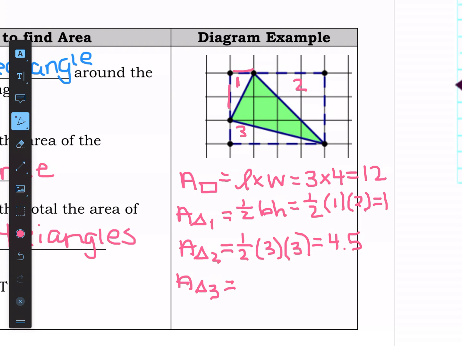And for triangle 3, our base and height are 1 and 4, and that's going to equal 2.